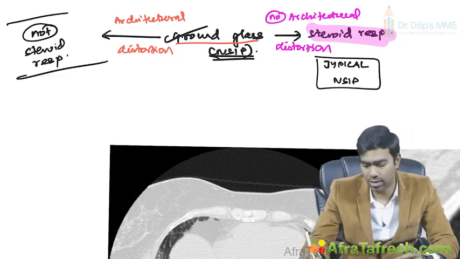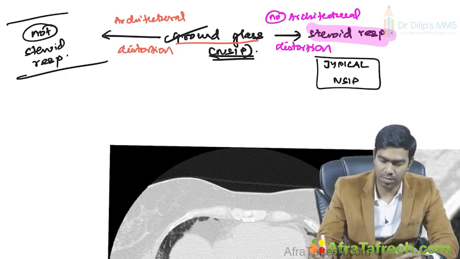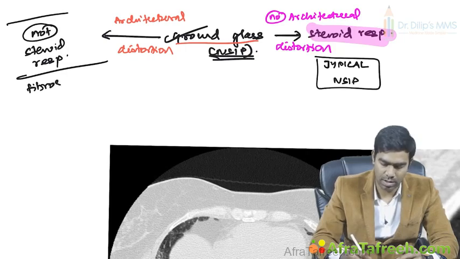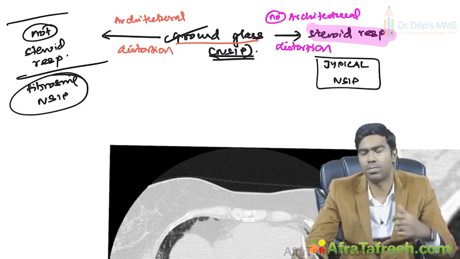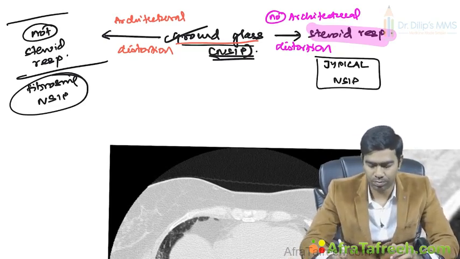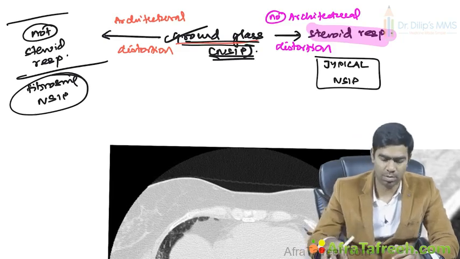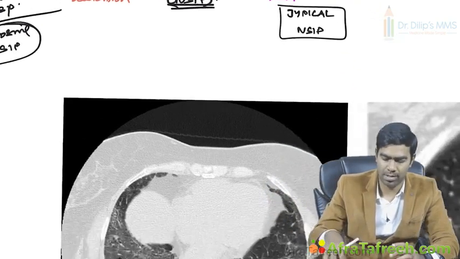So not all ground glasses are steroid responsive. This type of NSIP, typically they call it by a new name, fibrosing NSIP. It will not be responding to steroids. So you have to know, not all ground glasses are steroid responsive as far as ILDs are concerned.